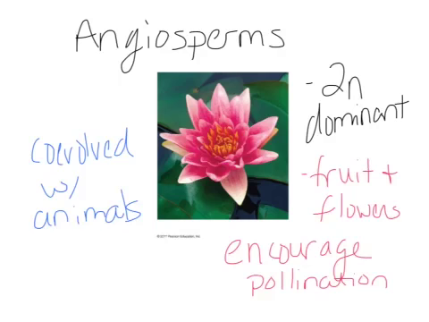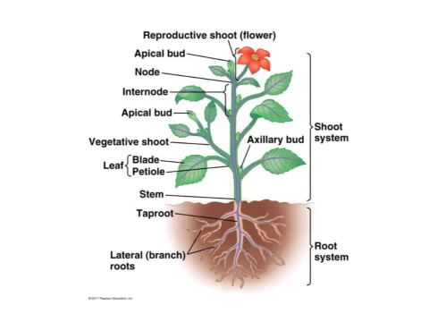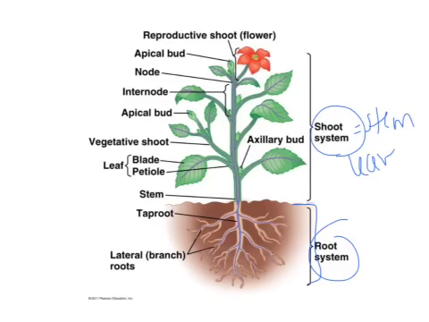So let's take a couple minutes and hopefully review quickly plant structure, like roots and stems and leaves. I'm going to take for granted you know this. Plants basically have 2 systems: a shoot system and a root system. The root system is underground and basically consists of the roots. The shoot system is what is above ground, and it consists of your stems and your leaves.